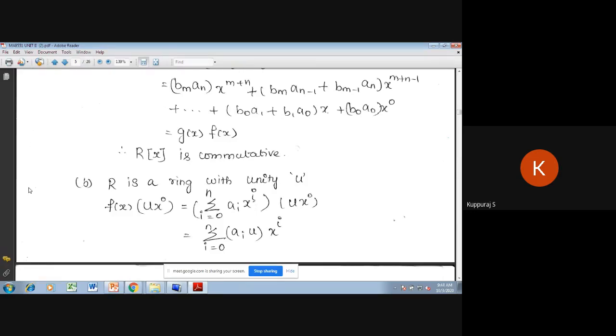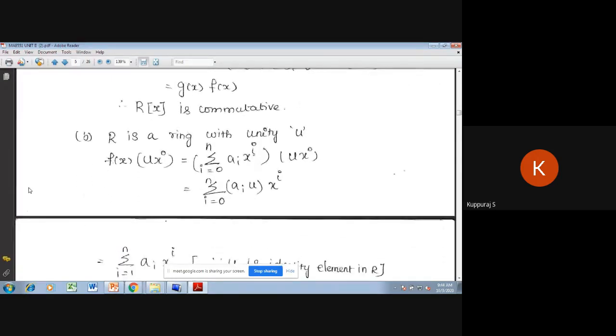Okay, that means u is multiplied with each ai. So u is multiplied with an, an minus 1, an minus 2, etc., a1, a0. So simply it can be written as summation i equals 0 to n ai into u into x power i. Okay, so we know u is a unity in R. Therefore, ai into u is ai.